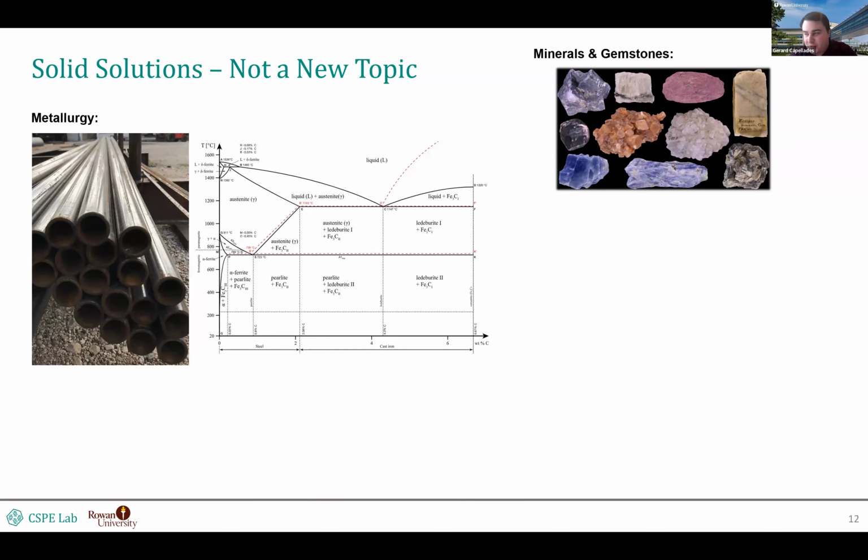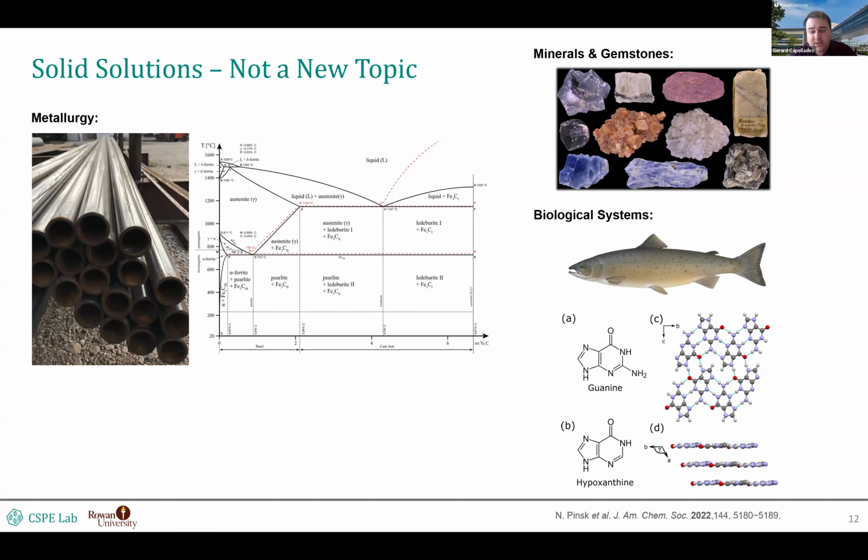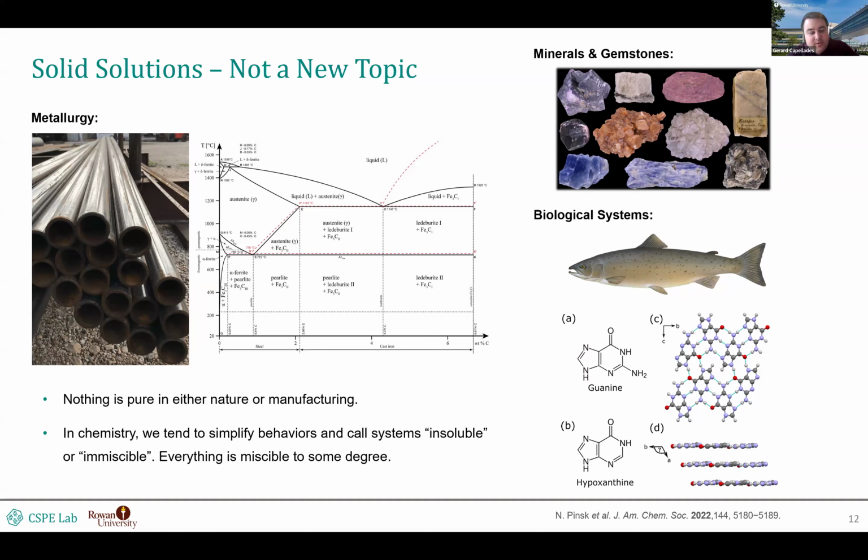You look at minerals, you look at most rocks on the street, right? They are also incorporating impurities, and gemstones, right? They owe their color to an impurity that's incorporated usually at very, very small levels in the crystal lattice, right? You look at biological systems, that's some recent work, working on guanine and hypoxanthine solid solutions forming zebrafish, right? Those are biogenic crystals. But you also see that in nature, some organisms actually use solid solutions to regulate biological functions, right?